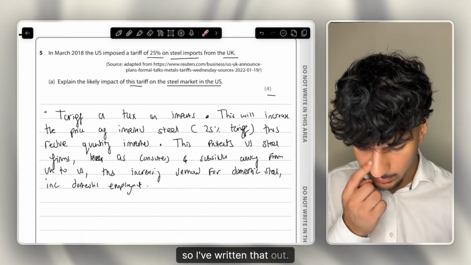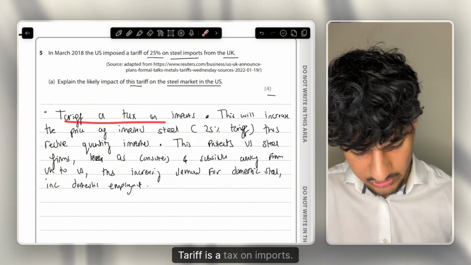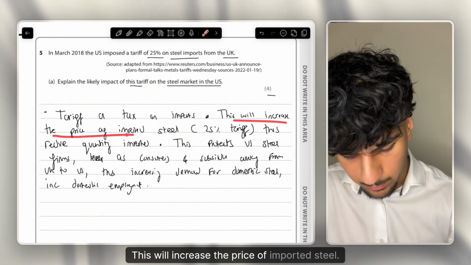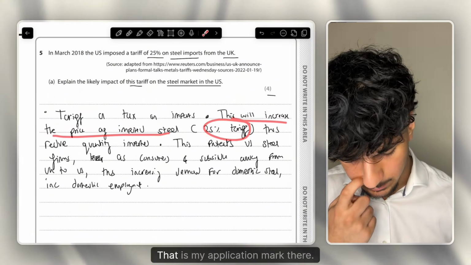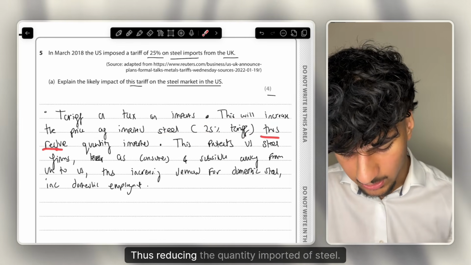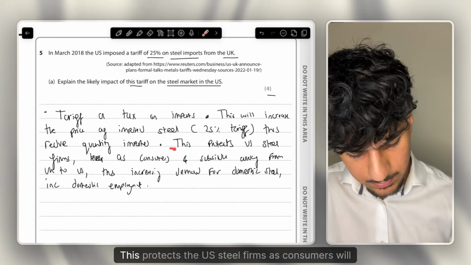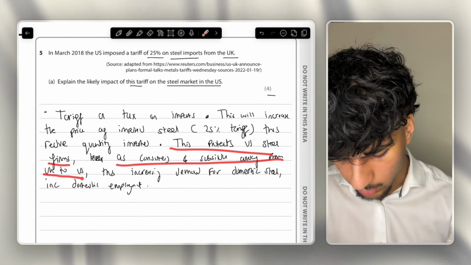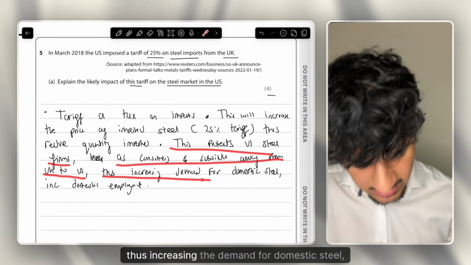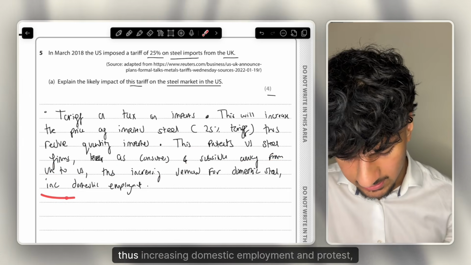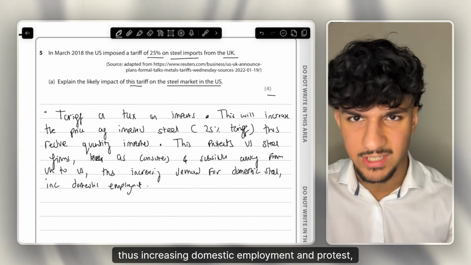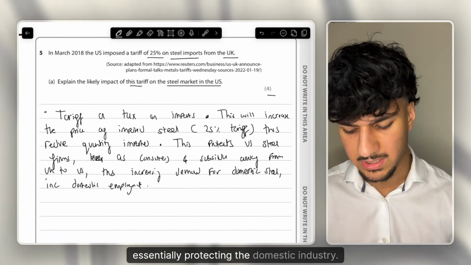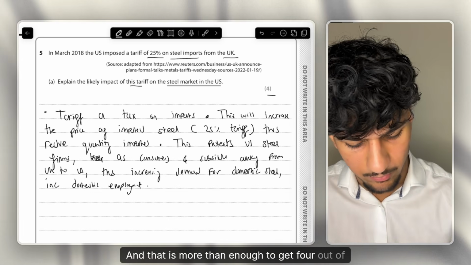Okay, so I've written that out. Let me just quickly go through it. Tariff is a tax on imports. This will increase the price of imported steel. 25% tariff, that is my application mark there, thus reducing the quantity imported of steel. This protects the US steel firms, as consumers will substitute away from the UK to the US steel, thus increasing the demand for domestic steel, thus increasing domestic employment and essentially protecting the domestic industry. And that is more than enough to get 4 out of 4 marks there.